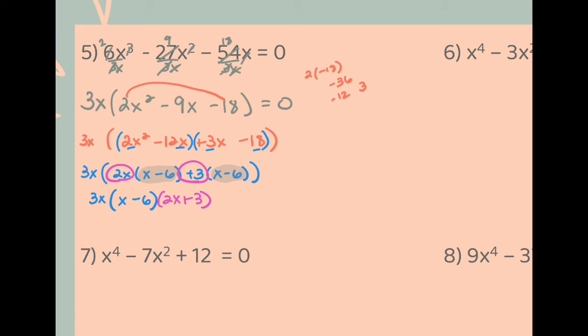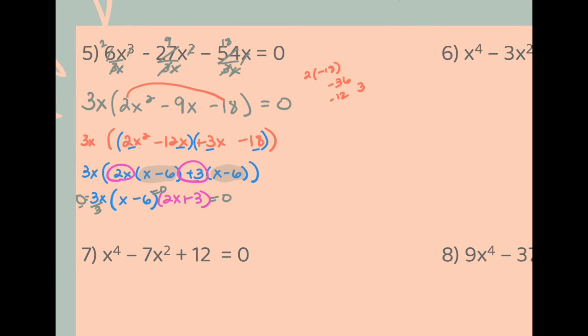And now there are 3 separate equations to set equal to 0. Divide by 3 here, and I get x equals 0. Add the 6, I get x equals 6. Subtract the 3, divide by 2, and I get x equals negative 3 halves. So 3 answers again: negative 3 halves, 0, and 6.